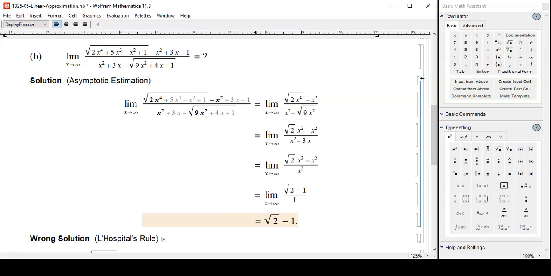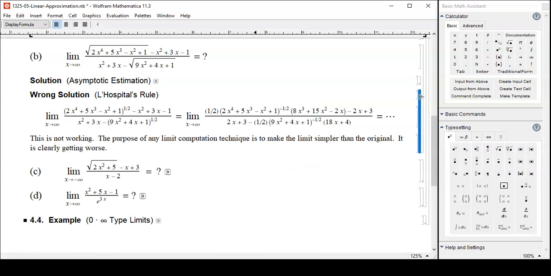Now, what if you apply L'Hopital's rule? You're going to get a mess. Apply the chain rule, multiply, and then subtract 1 from the power, and the chain rule says multiply by the derivative of the inside. The radical did not disappear. It went to negative 1/2 power, and oh boy, this is a huge mess. Clearly, it got worse than before.